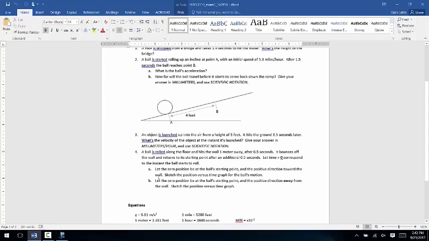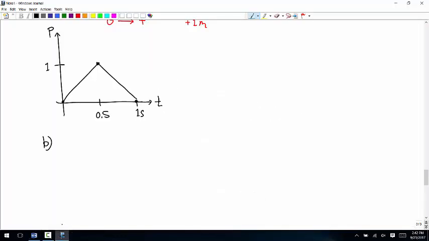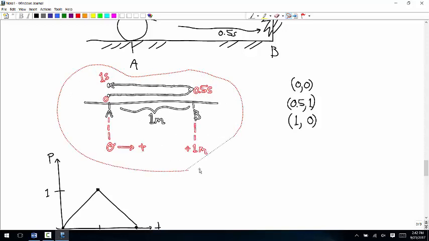And then the second one, now the 0 position is at the starting point and the positive direction's away from the wall. So the only thing that changes, so I'm going to take this.